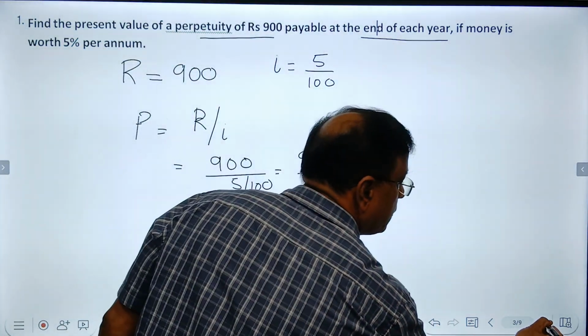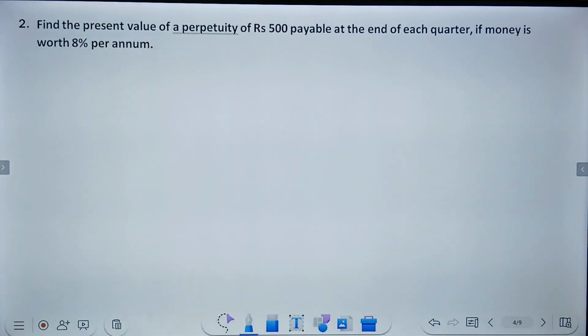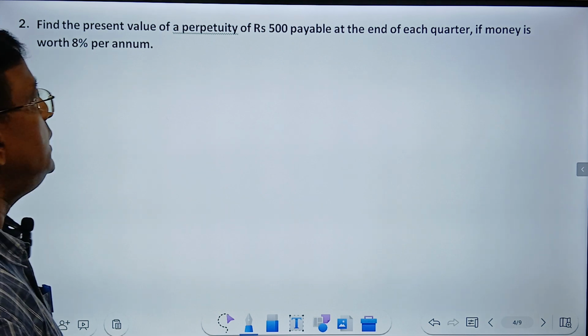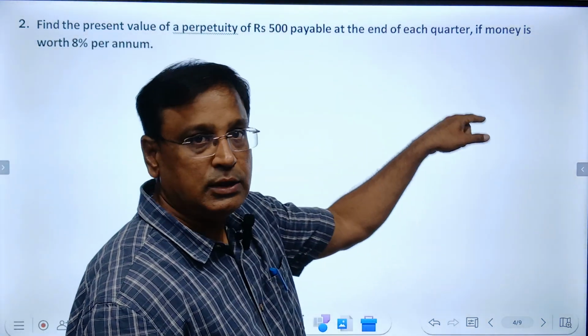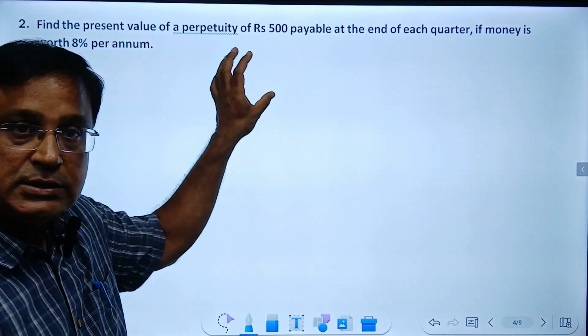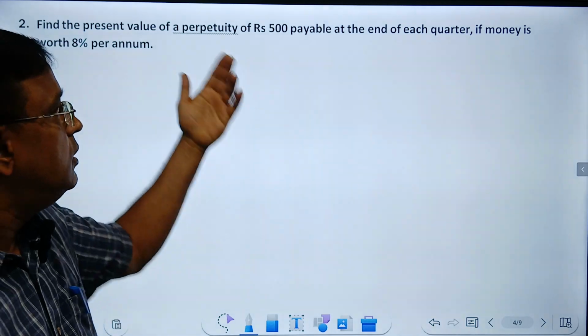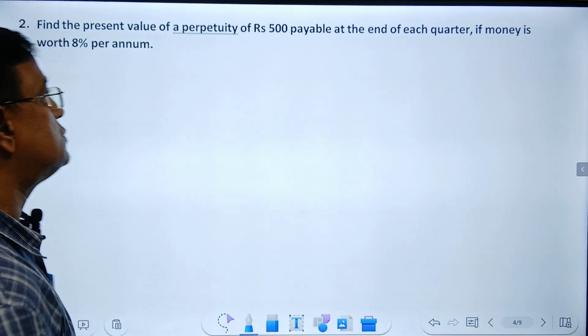Now what's the next question? Find the present value of perpetuity of rupees 500 payable at the end of each quarter. Already we have done similar types of questions under the handbook. This is in ML Aggarwal, so we will complete this also.